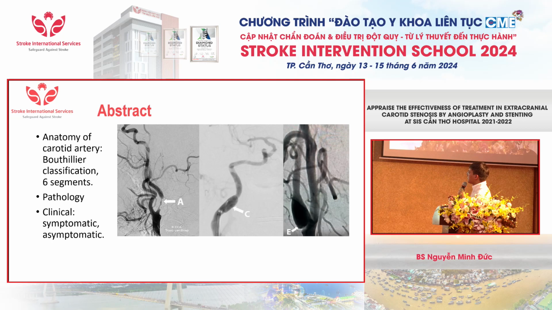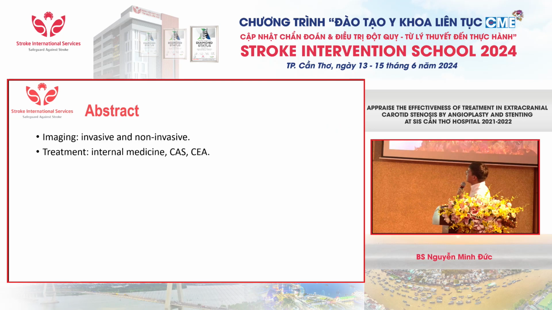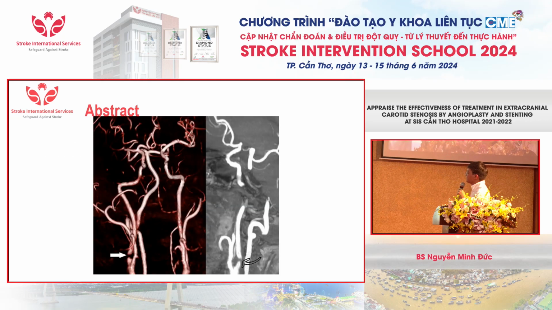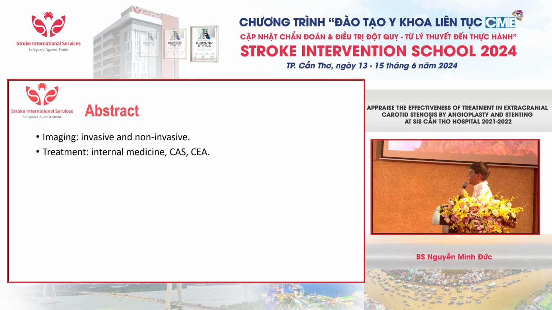This is the DSA imaging of the extracranial stenosis lesion. You can see a near occlusion caused by the lesion. This is the web lesion. To make the diagnosis, we have invasive and non-invasive imaging. At our hospital, we choose DSA as the invasive imaging, and for non-invasive we choose ultrasound, CTA, and or MRI.